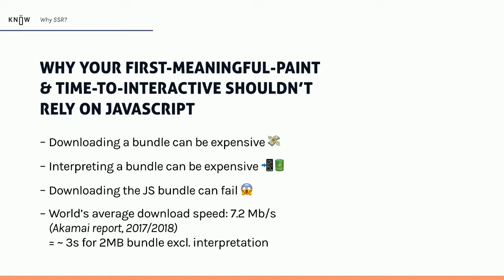And just for comparison, I looked up the average download speed from the 2017 Akamai report, which says that it would take about 3 seconds to download 2 megabytes of website, which is pretty big, but still a lot of websites are above 2 megabytes. So that's not very fast.